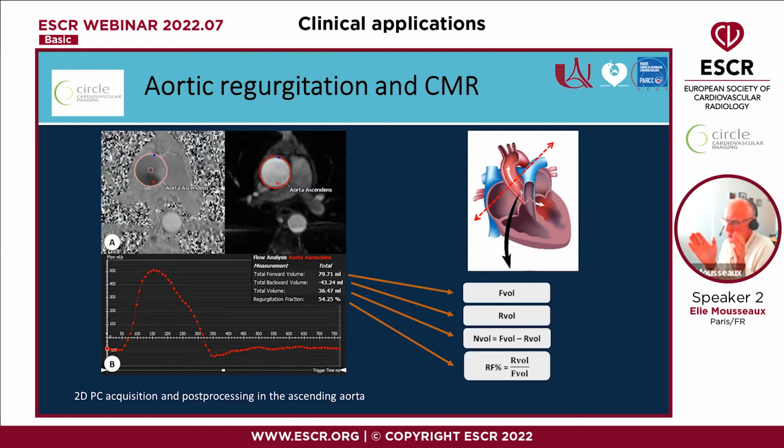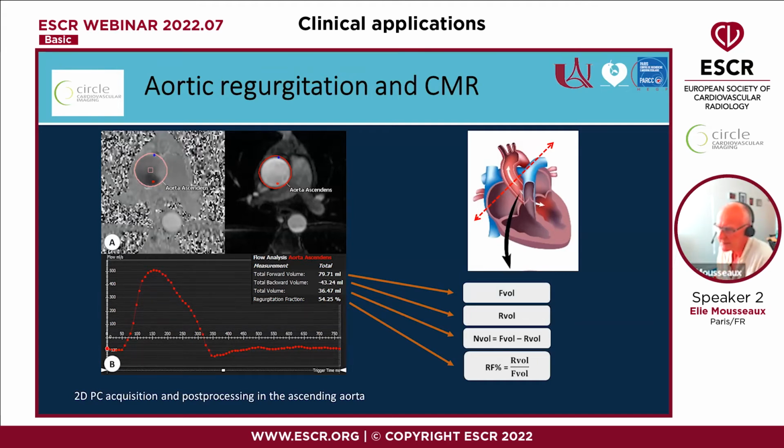So what I would like to mention is that you can estimate the forward flow, the backward flow, and the difference is what I call the net flow. Even if you have a regurgitation, this net flow will be the same in the pulmonary artery. So you can use it as a control if you want to be sure to avoid some mistakes. Sometimes you can also acquire at the pulmonary level to be sure that the net flow is the same, because there is no shunt. Normally the net flow is the same between the pulmonary artery and the ascending aorta.